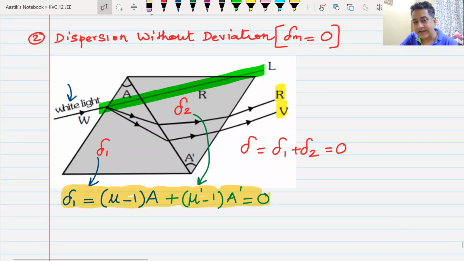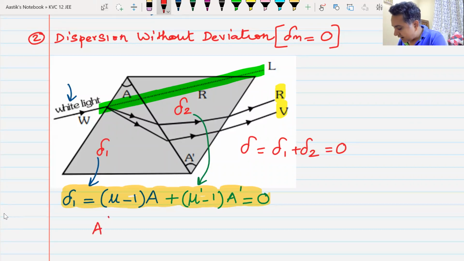In this case, there is dispersion, but there is no deviation. A dash will be equal to minus A into (mu minus 1) divided by (mu dash minus 1).